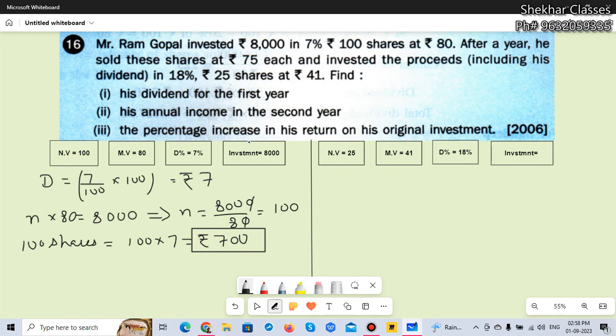Now what he did was he sold all the shares which he had, at 75 rupees each. So how many shares does he have? One share has a market price of how much? It is 75 rupees. Then the 100 shares which you have sold, fine, that will be how much?